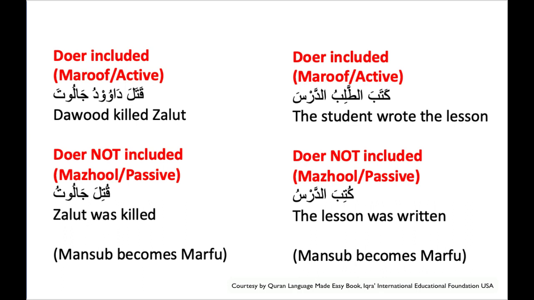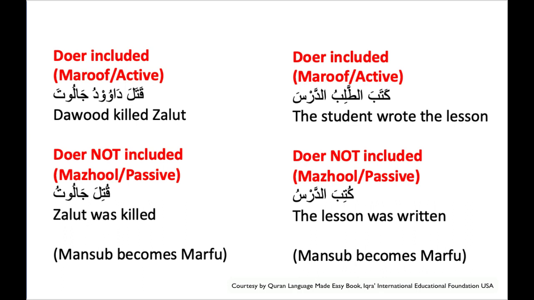Qatala Daudu Jaluta. Daud killed Jalut. So qatala is the fi'il and Daudu is the fa'il or the doer. So this is an example of maruf active form. But when we say qutila Jalutu, here it means Jalut was killed. So you can see the fa'il or the doer is absent here. So this is an example of majhul or passive form.